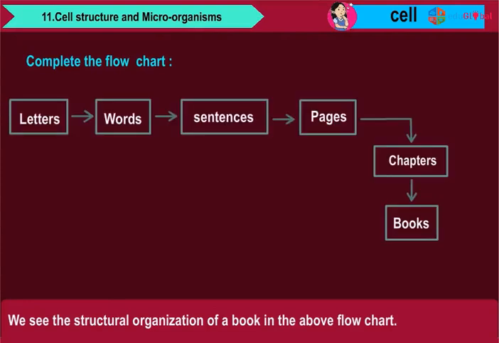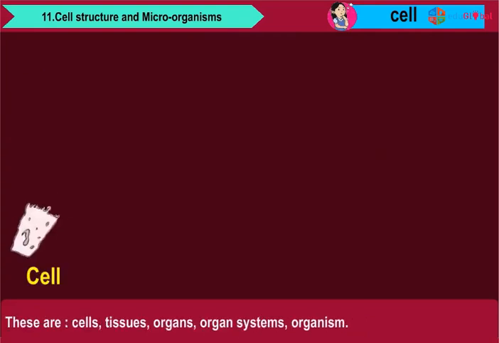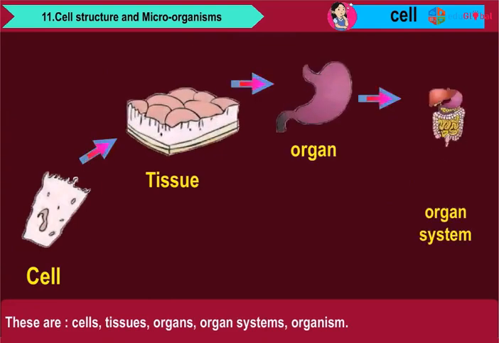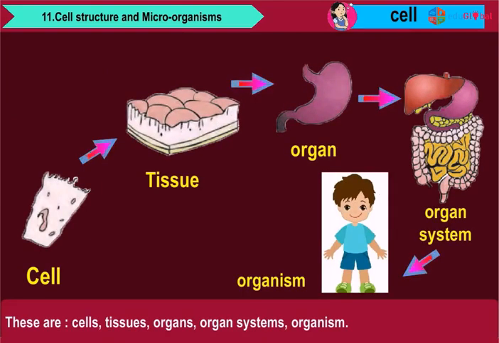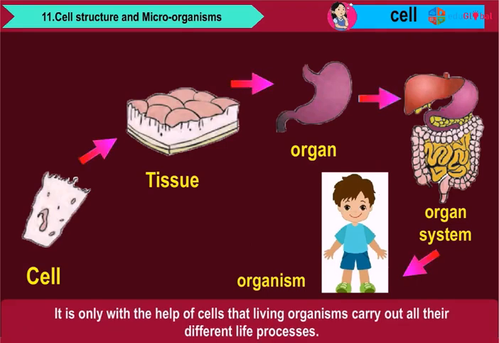We see the structural organization of a book in the above flow chart. Similarly, there are organizational levels in living organisms too. These are cells, tissues, organs, organ systems, organisms. Cells form the basis of the structure and function of all living organisms. It is only with the help of cells that living organisms carry out all their different life processes.